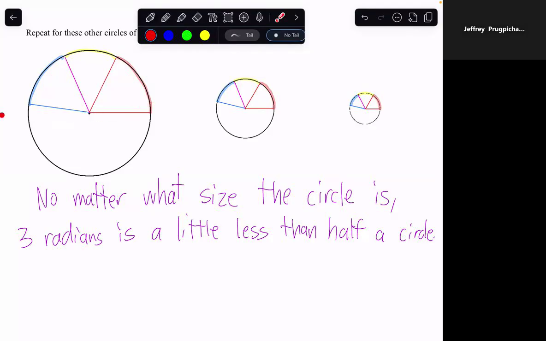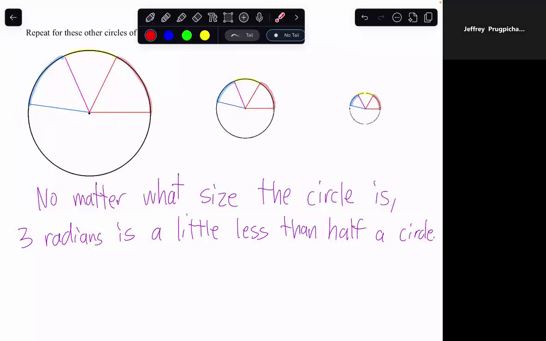Again, hopefully you agree that 3 radians is not quite half. So half a circle needs to be a little bit more than 3 radians. Any predictions on exactly how many radians would make up half a circle? Anyone know any interesting numbers that are slightly more than 3? Pi, sure. Pi is about 3.14, right?